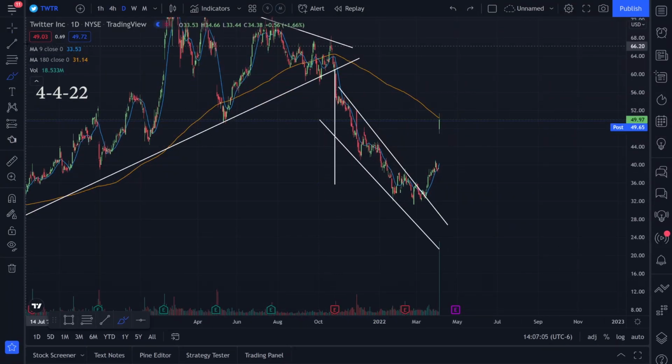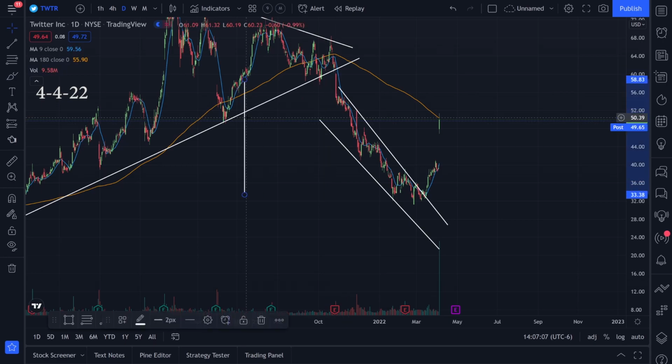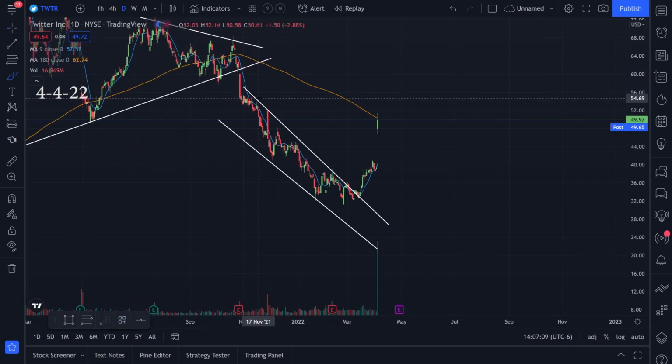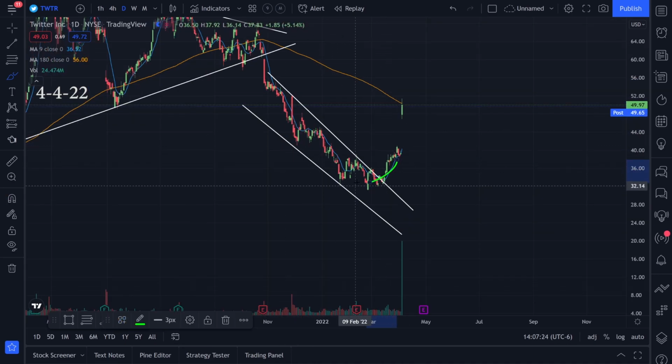The other thing I've been watching is this channel pattern that we had right here. We had resistance, resistance, resistance, support, support. We're basically bouncing in between these two trend lines. I like watching these trend lines because if we break one side or the other, it'll give us a signal whether we're starting to get a bounce or if we're going to head lower. We actually broke to the upside. I think this was a bullish signal.